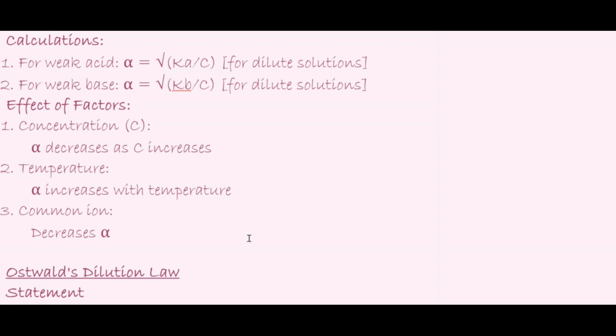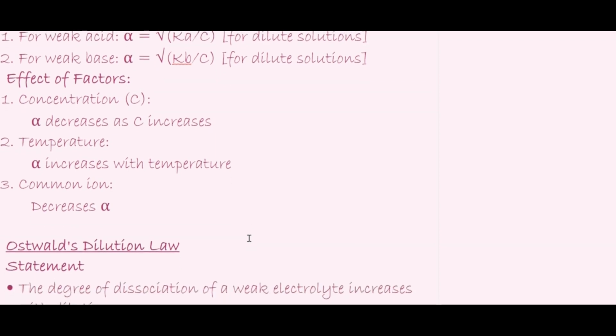divided by its concentration. Square root of Ka divided by its concentration, for a dilute solution. Dilute solution means we are adding more water to make it dilute. So if I am increasing the concentration, what will happen? The alpha value, the dissociation, will decrease. If I am increasing the temperature, the ion's movement will be high, so it will dissociate a lot. If a common ion is there, it suppresses, so the alpha value will decrease.